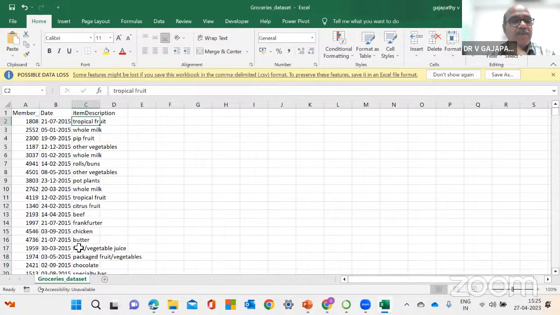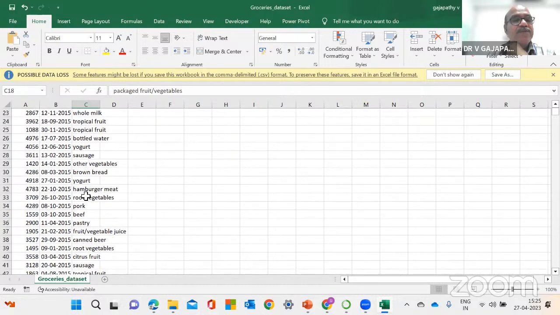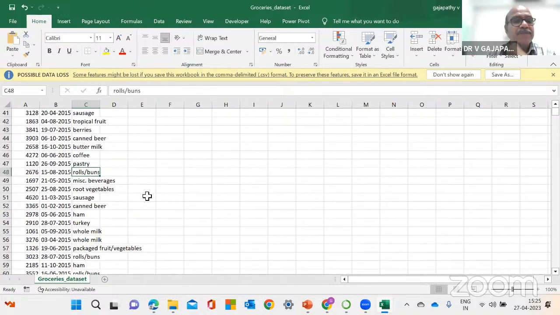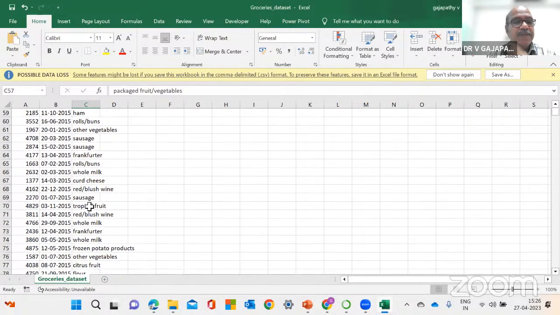You see here, fruit, vegetable, juice. You see here, packaged fruit, vegetables. Like that it is there. You see here, hamburger meat, root, vegetables. You see here, fruit, vegetable, juice. Just simplified data, rolls, buns. If you see this one, packaged fruit, vegetables. Like that it is there.